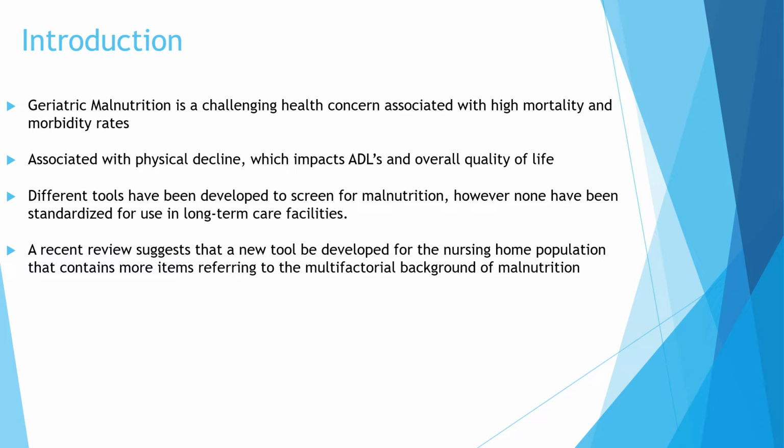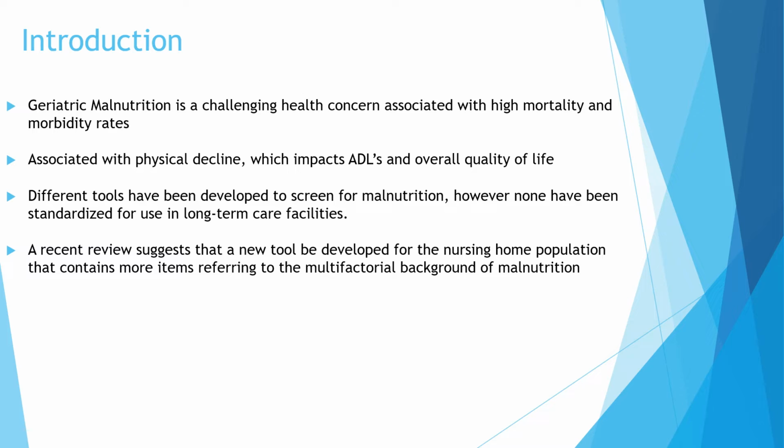The multifactorial background of malnutrition can refer to elements that can impact malnutrition. So, ability to feed oneself. If someone can't feed themselves, they're relying on others to get them the calories that they need. If someone can't chew or swallow the current diet texture that they're on, they're going to have a hard time getting the calories that they need in their body.